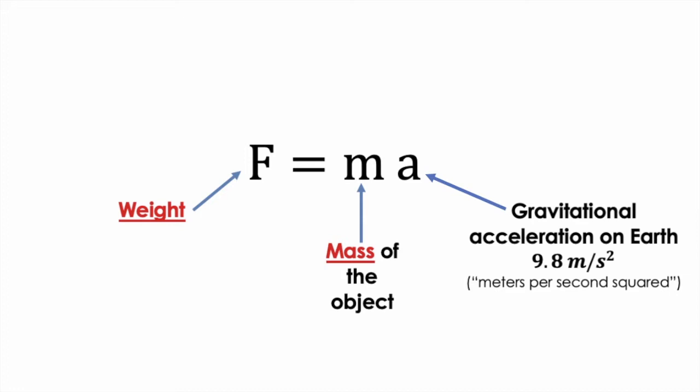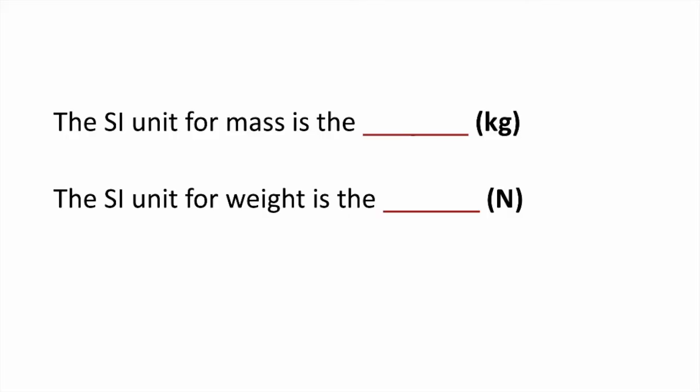In a moment, we're going to use this equation, but I want to give you a heads up. When you use equations in science, it is very important to remember to always include the units in your calculations. That's why we've kept our units in the example. The SI unit for mass is the kilogram, and the SI unit for weight is the Newton, and those are going to be in our equations. Let's work through an example.